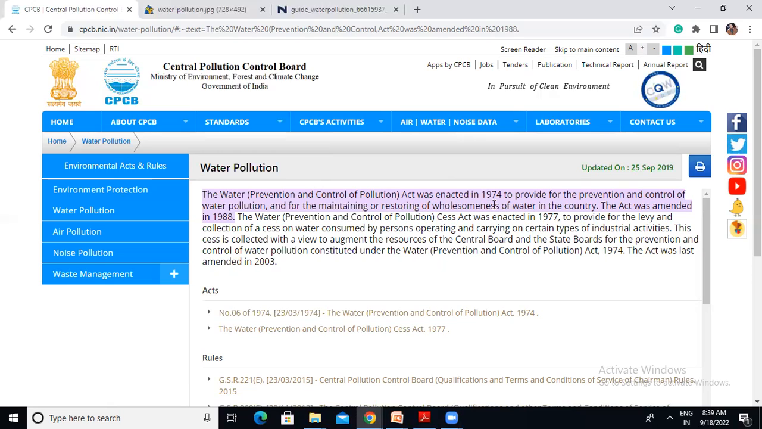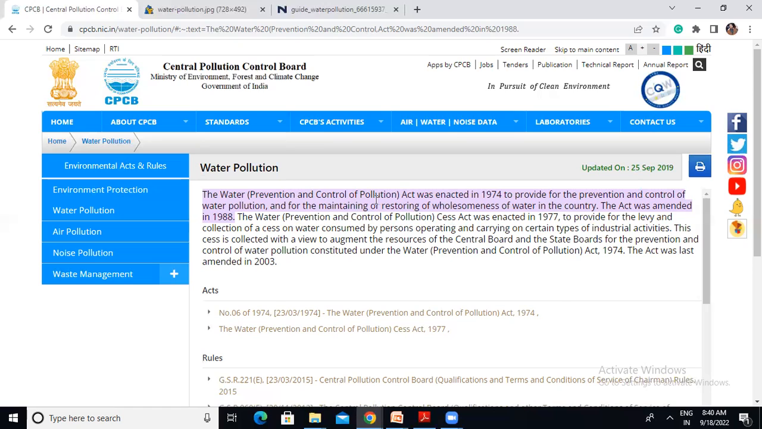Now, you should know two important facts to tackle the MCQs based on this. First, in which year was this Water Prevention and Control of Pollution Act enacted? 1974. And it was amended for the first time in 1988. Okay, now the Water Prevention and Control of Pollution Cess Act.